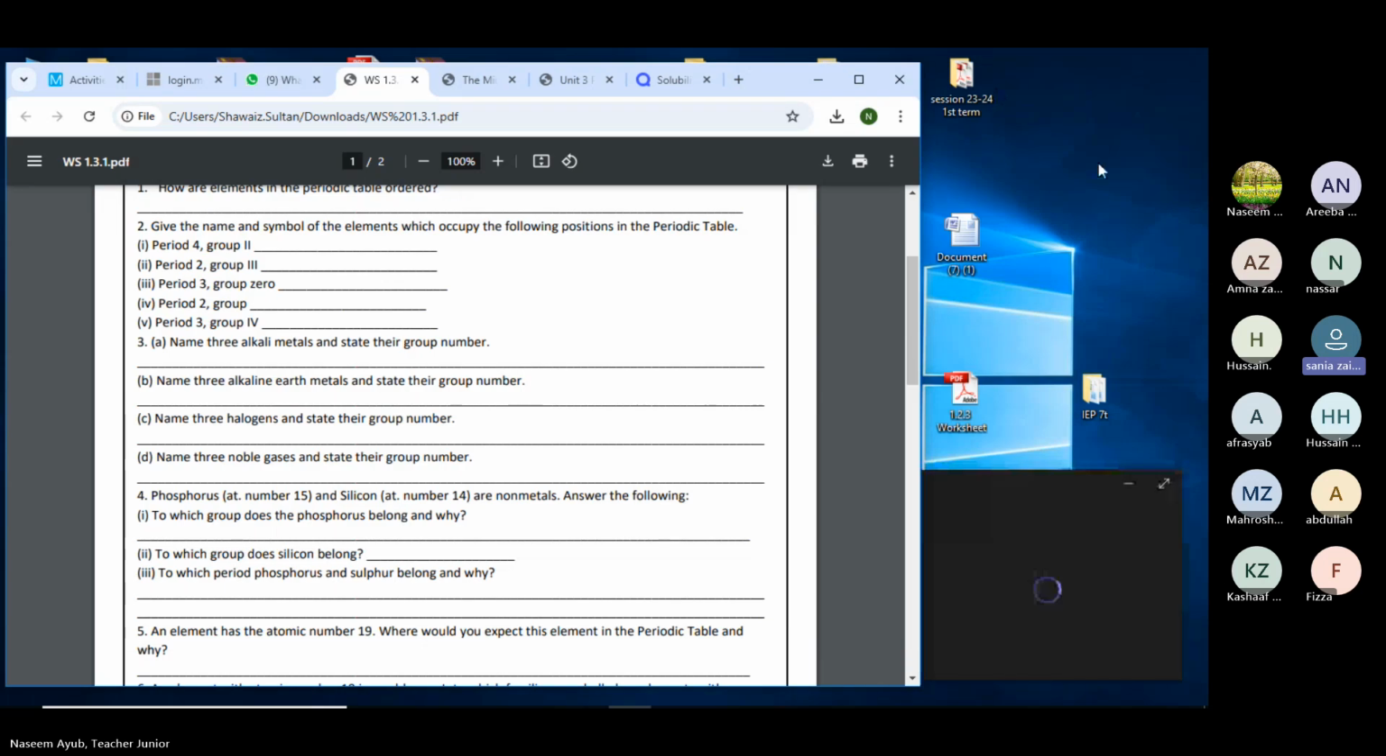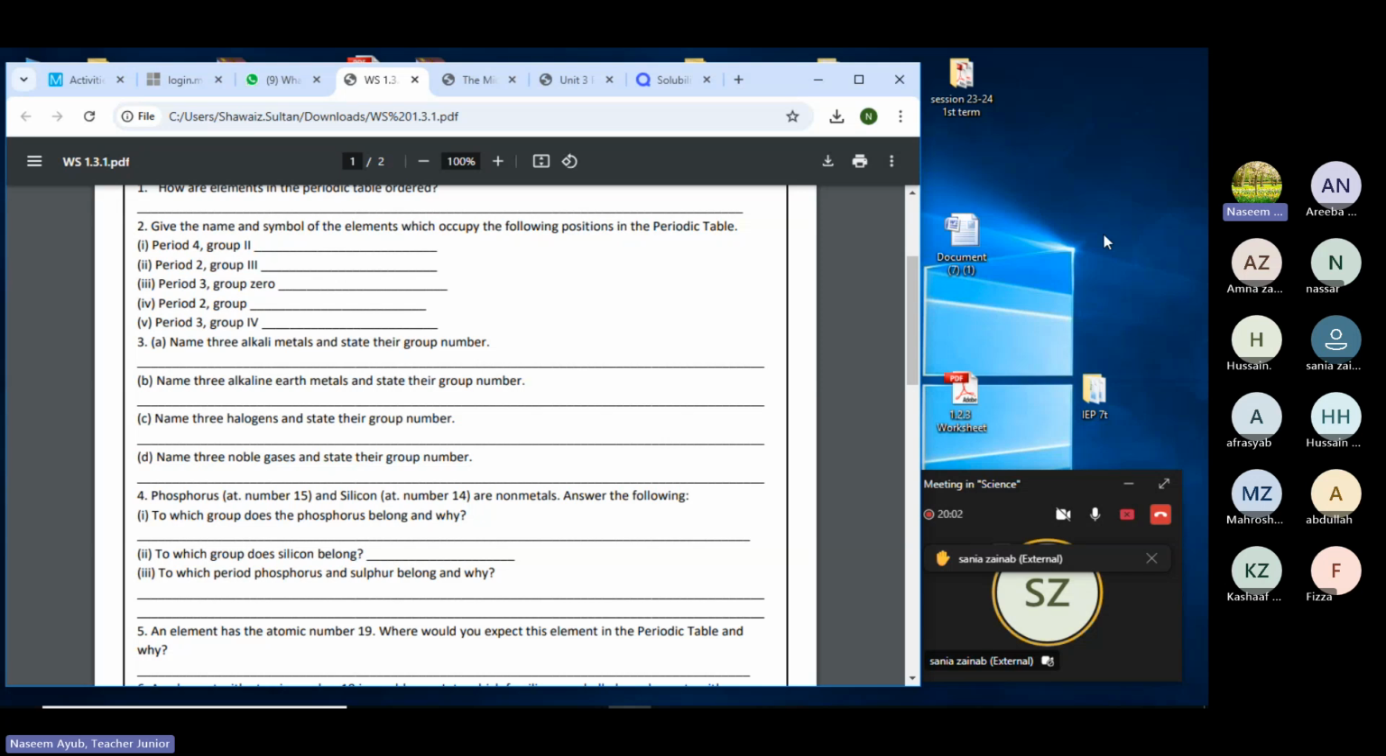Ma'am, fluorine, chlorine, and bromine, and they belong to group 7. Yes, good. All of the elements from group 7 are halogens, and you can take any of the three elements from group 7, right? Okay, so noble gases. What are noble gases and what are their group numbers?